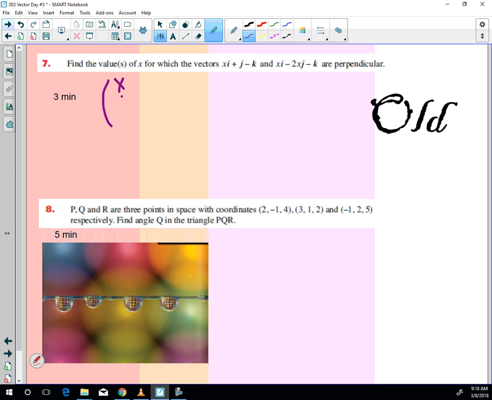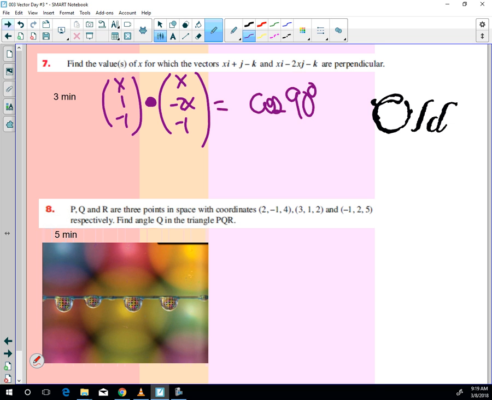So (x, 1, negative 1) dot (x, negative 2x, negative 1). If they're perpendicular, what should the dot product be equal to? Well, it's equal to the cosine of theta. And what is the cosine of 90 degrees? 0. So that's why we say they're perpendicular if the dot product's 0.